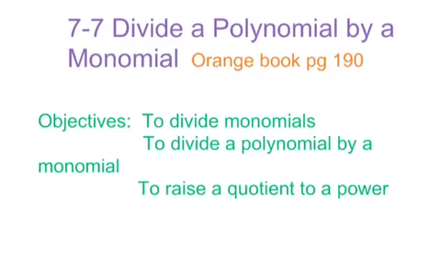Alrighty, folks, we're in the Orange Book on page 190, 7-7, dividing a polynomial by a monomial. The objective here is to divide monomials by monomials, to divide a polynomial by a monomial, and to raise a quotient to a power. These are things you've all seen before. You just didn't know they were called monomials and polynomials at the time.